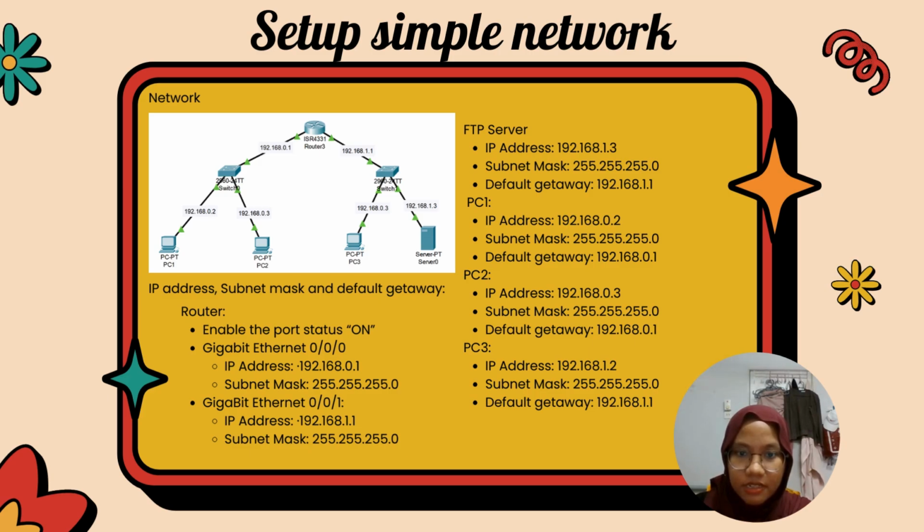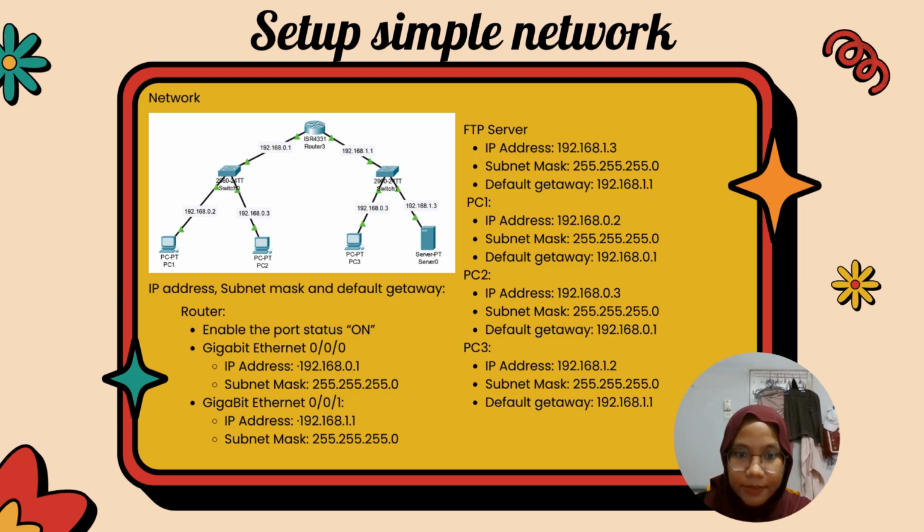Now, it's time to connect the devices. Use a copper straight-through wire for the connection. Connect PC1 and PC2 to the Fast Ethernet ports of the switch. Do the same for PC3. Then, connect the FTP server to another Ethernet port on the switch. Finally, connect the switch to the router using the Gigabit Ethernet port. The hardware setup is now complete, but the network isn't fully operational yet.